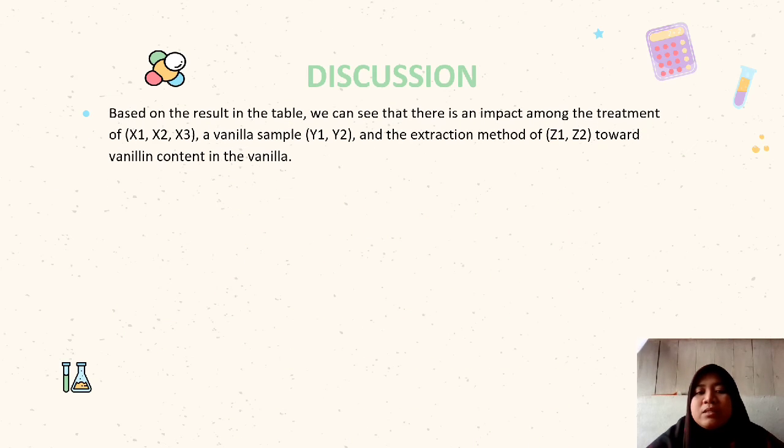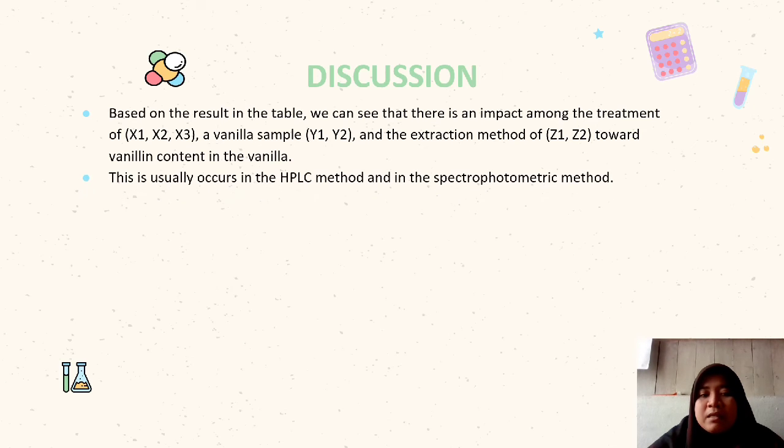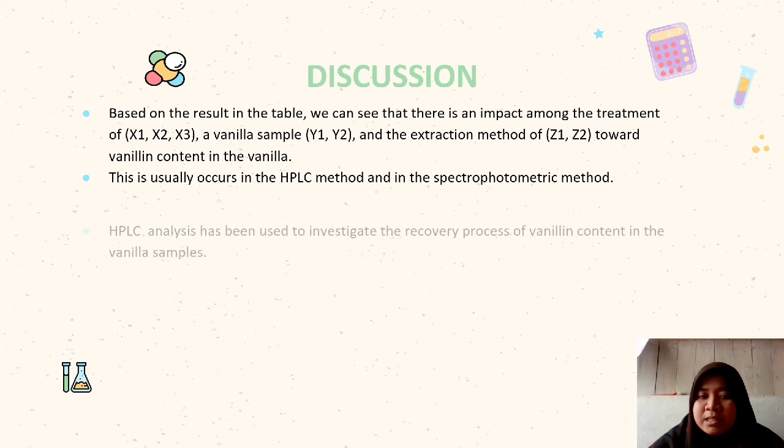Okay, based on the results in the table, we can see that there is an impact among the treatments X1, X2 and X3, the vanilla samples Y1 and Y2, and the extraction methods Z1 and Z2 toward vanillin content in the vanilla. This usually occurs in the high-performance liquid chromatography method and in the spectrophotometric method.